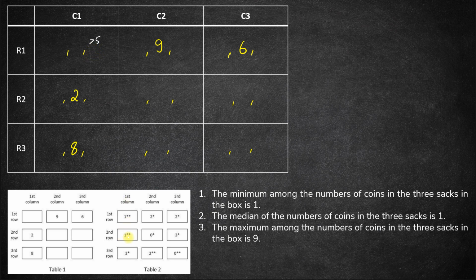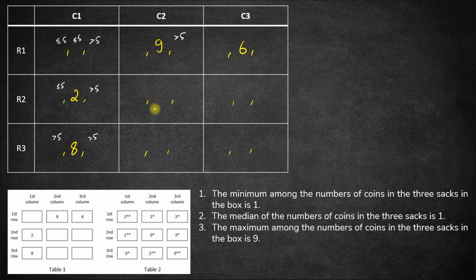Okay. Here again there is only one sack containing more than 5 coins, so this will be more than 5. Here the other 2 will be less than or equal to 5. Here this is less than or equal to 2, this must be less than or equal to 5. In this box all the 3 sacks contain more than 5 coins. So this is more than 5, this is more than 5, this is also more than 5. In this box there are 2 sacks containing more than 5 coins. One is 9 and the other must be this one, the highest one.